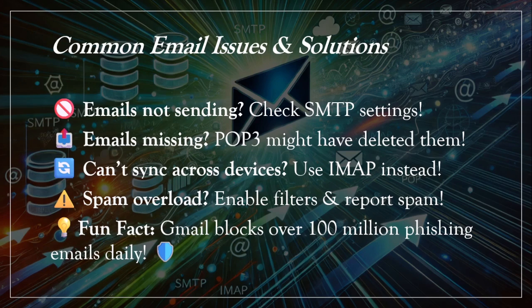And finally, there is spam overload. There is nothing worse than waking up to hundreds of junk emails. So we can fight that by enabling spam filters. We can block unwanted senders and always report phishing emails to keep our inbox clean. Gmail blocks over 100 million phishing emails daily.